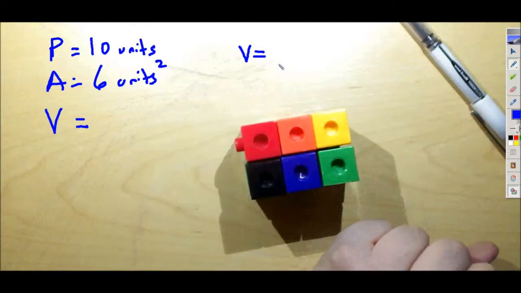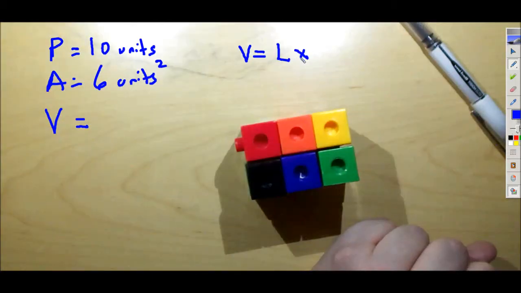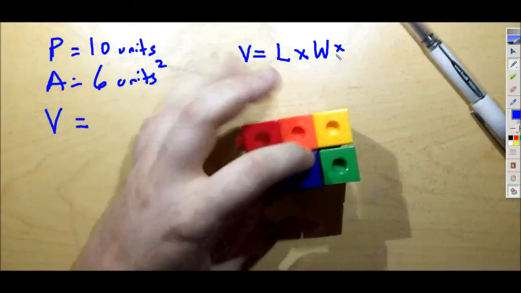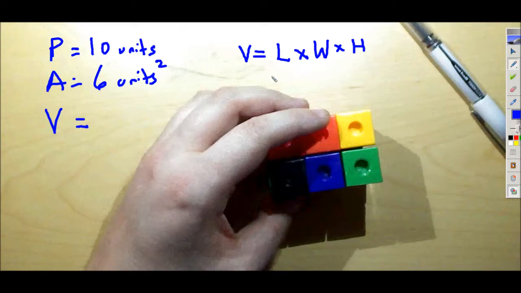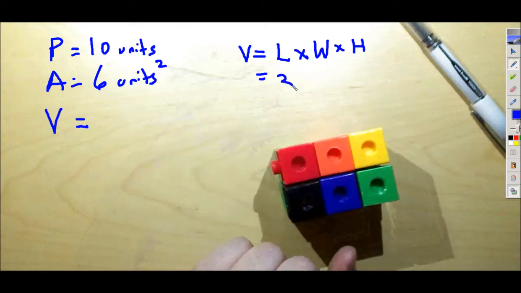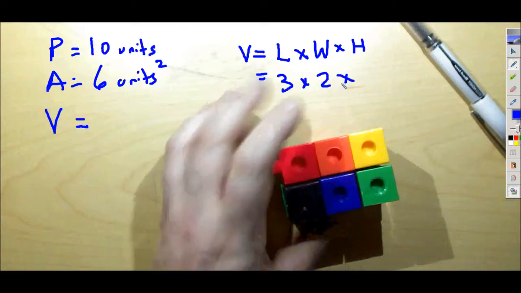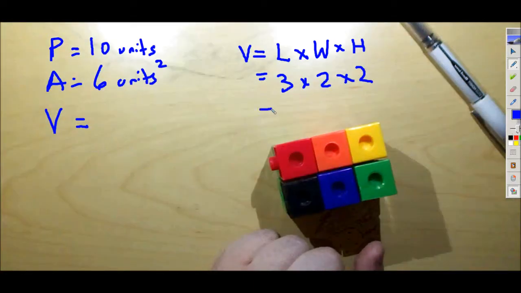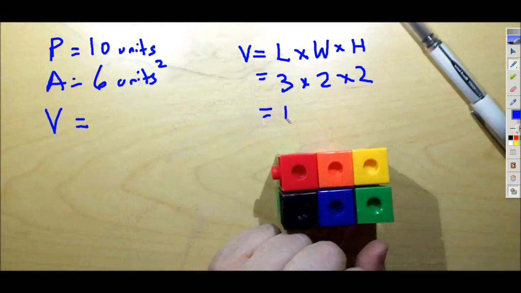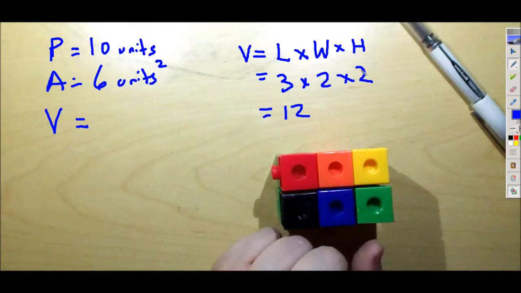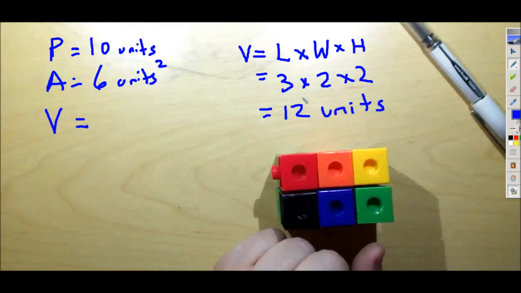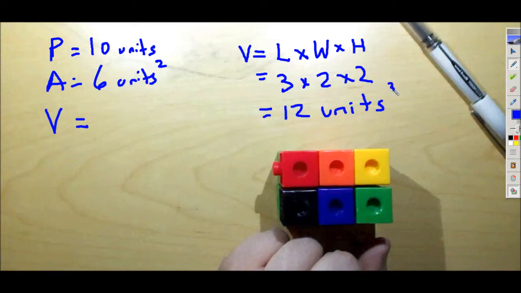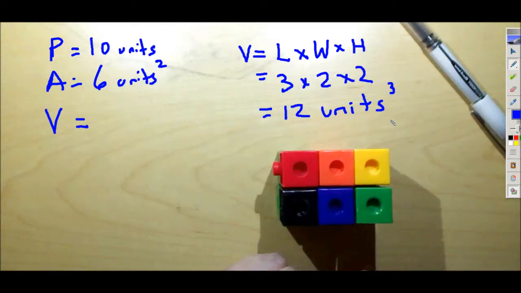So volume can be expressed as length times width times the number of layers, which is height. So we have 3 times 2 times the height of 2, which is equal to 6 times 2 is 12. Now, this is 3 units times 2 units times 2 units. So it's 3 times 2 times 2 is 12. Units times units times units is units to the power of 3, otherwise known as units cubed.